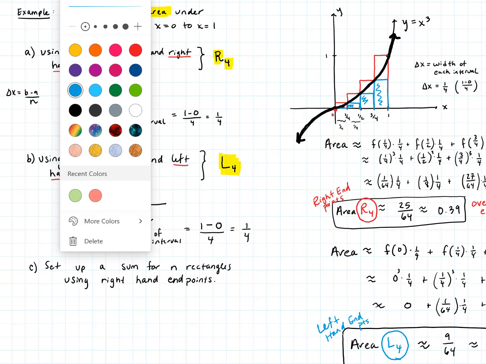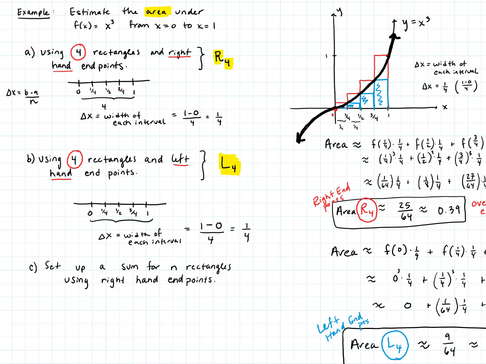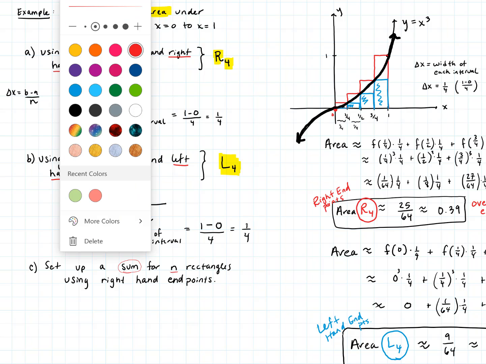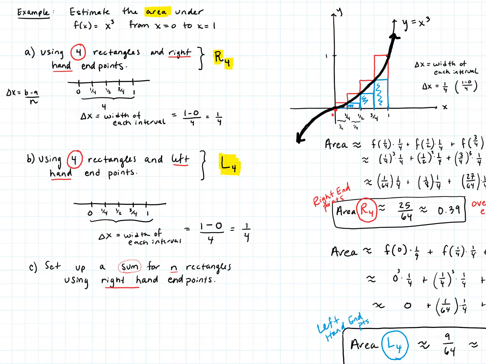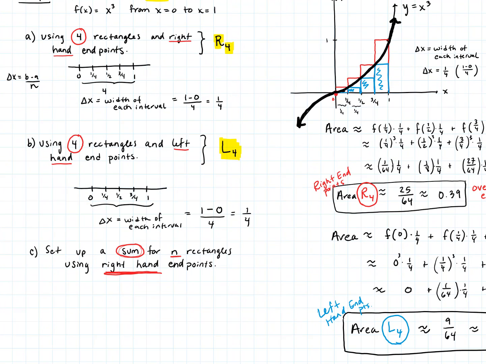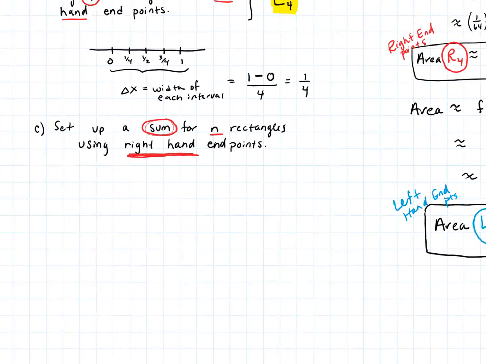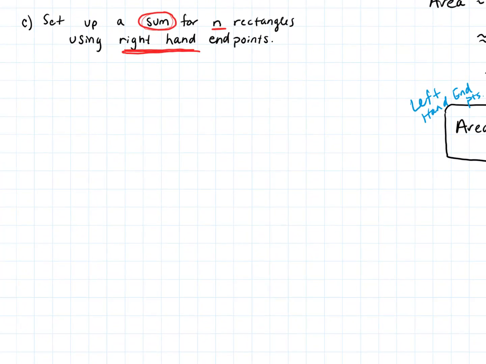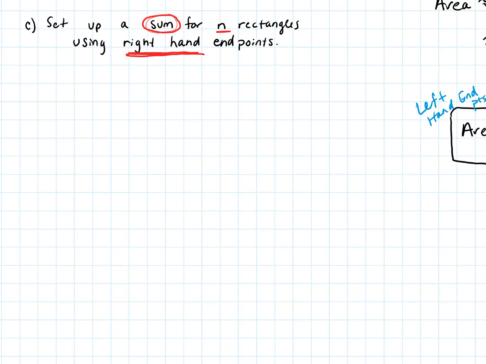So let's go back to red. Let's use a way to express the right-hand sum for just n rectangles using the right-hand endpoints. So let's see if we could do that generically, because that's what we're going to have to do in order to let n go to infinity. We have to say, okay, instead of 4 rectangles, how could I do this for just n rectangles? So let's end by writing a generic sum for this.